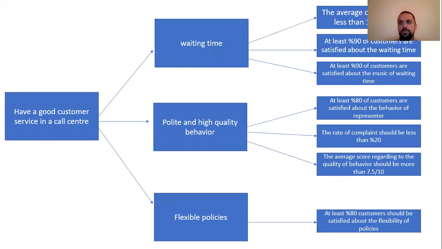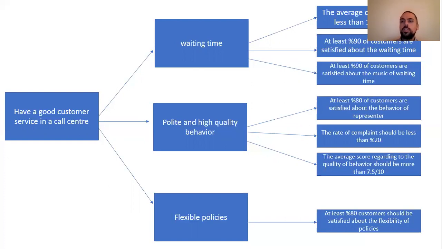For instance, our need is to have good customer service in a call center. We have three main factors as drivers. The first one is waiting time. Second one, polite and high quality behavior. Third driver is flexible policies. So how can we understand we have an acceptable aspect of waiting time? If the average of the waiting time is less than 10 minutes.